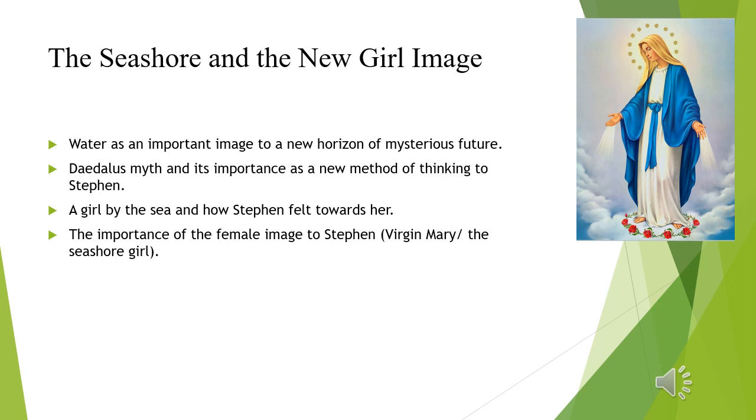The bathing girl is a secular version of the Virgin Mary, an emblem, which means a sign or a means to rise to heaven, but without the church. So he saw her as a different way towards heaven.